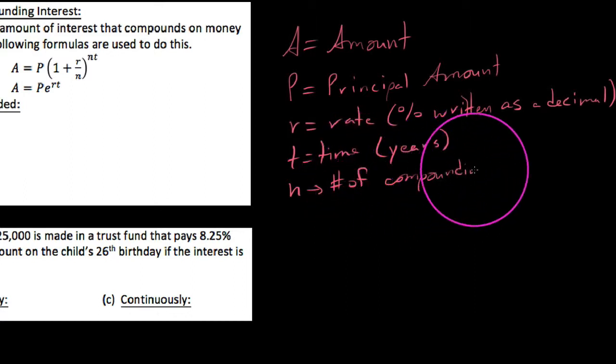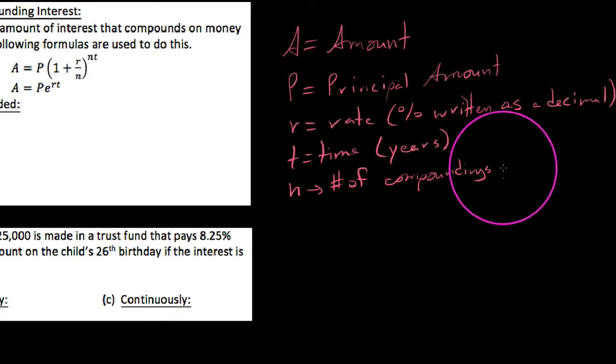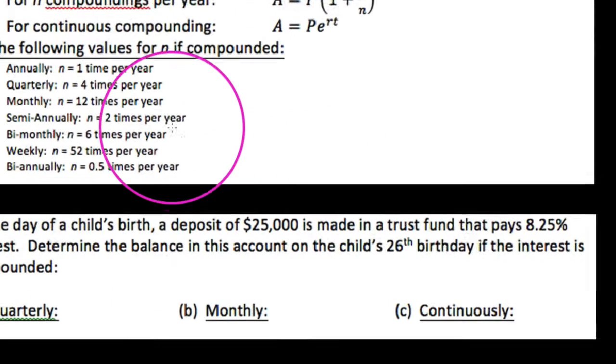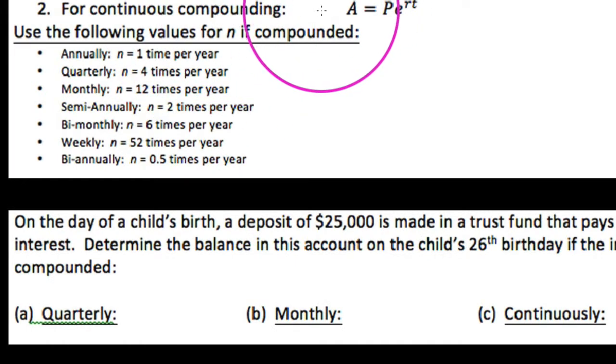You'll notice that I wrote a little note in our little box over here: use the following values of n if compounded over these times. Annually, how many times a year would that compound? It just means once a year, so n is equal to 1 if it compounds annually. Quarterly is 4 times a year, so it's like every 3 months. Monthly, of course, there are 12 months in a year, so n would be equal to 12 if we're compounding once a month for an entire year.